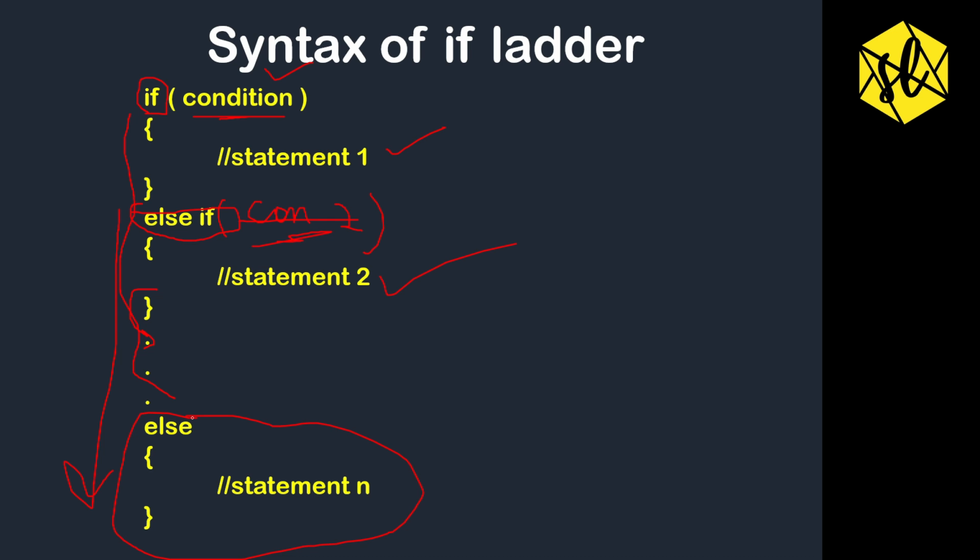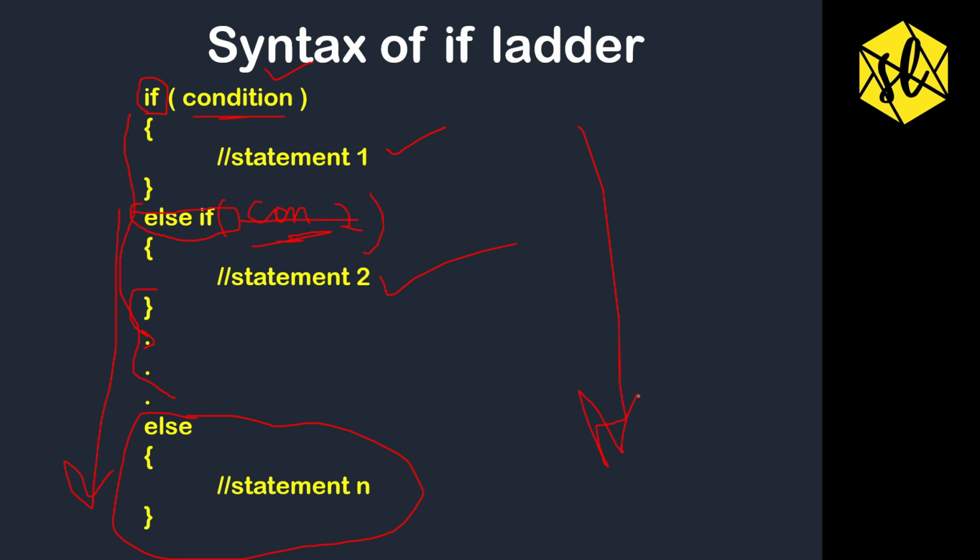If condition 1 is true, then statement 1 will be executed. Else if condition 2 is true, then statement 2 will be executed. Else if condition 3 is true, then statement 3 will be executed. The same goes on. If condition n-1 is true, then statement n-1 will be executed. And if all of these are wrong, then the else statement N will be executed. This was all about the syntax of the if else ladder.